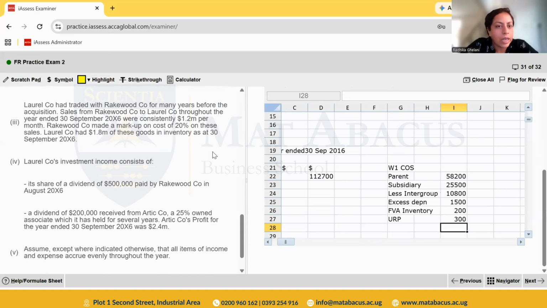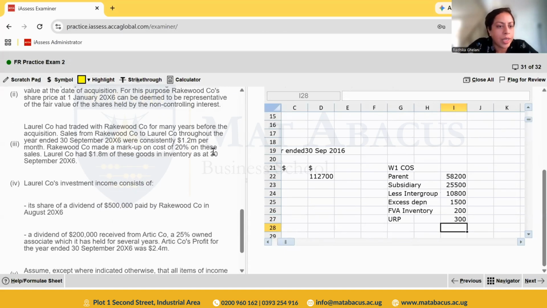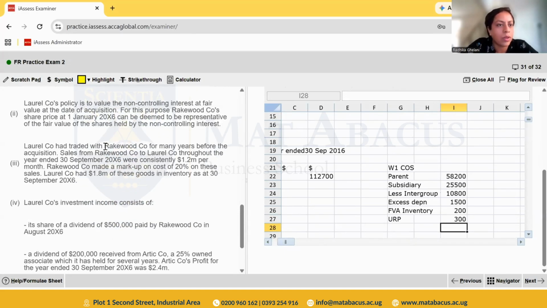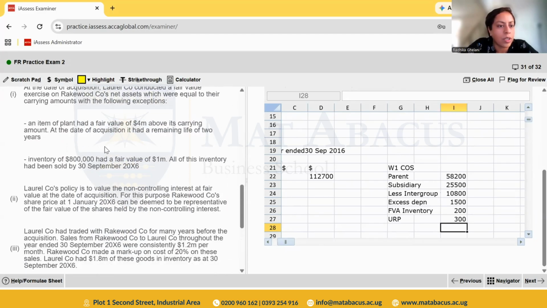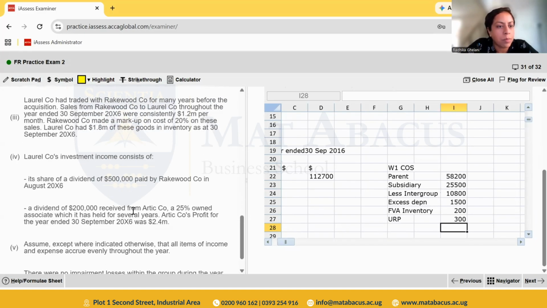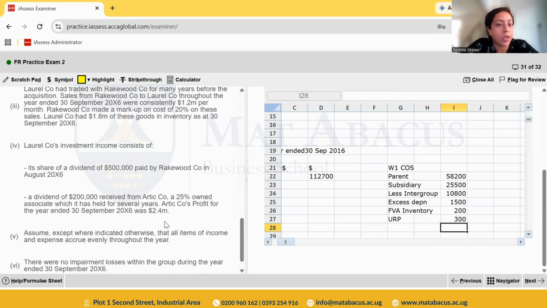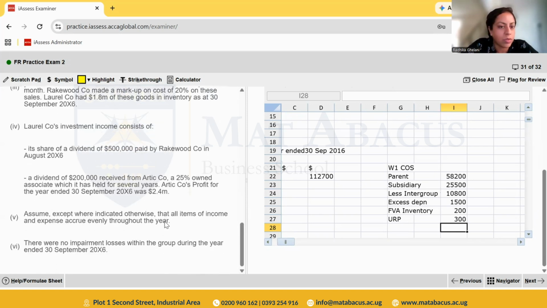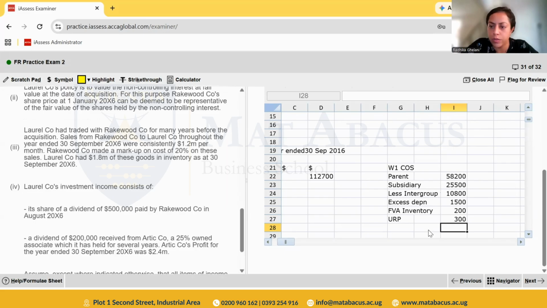And is there anything else that we need to include in cost of sales? Let's give it a quick glance. We've already taken into account the fair value adjustment. NCI is not going to affect this. We've done note number 3. Note number 4 is on investment income, which doesn't affect cost of sales. So yes, we're sorted for our cost of sales.